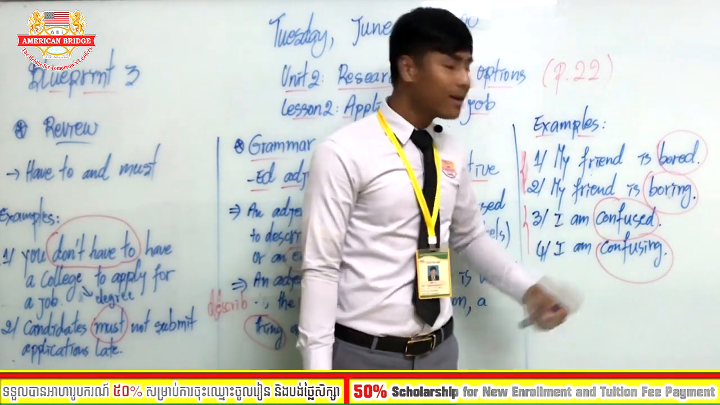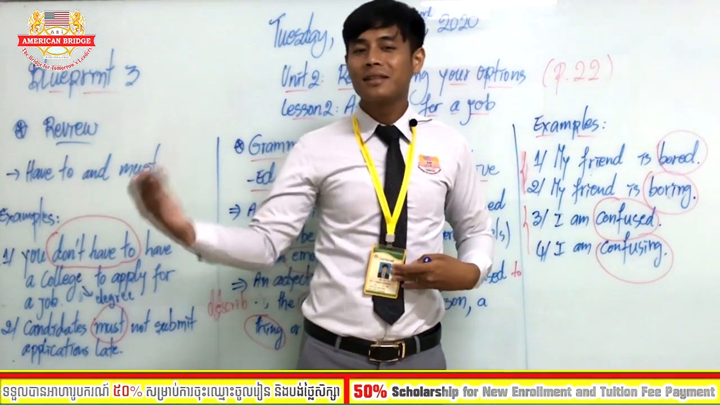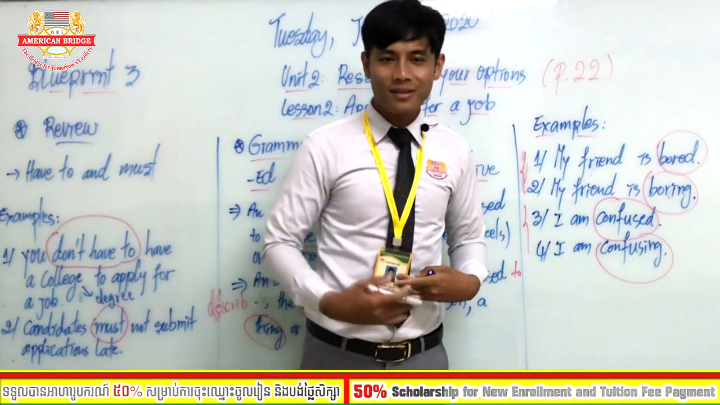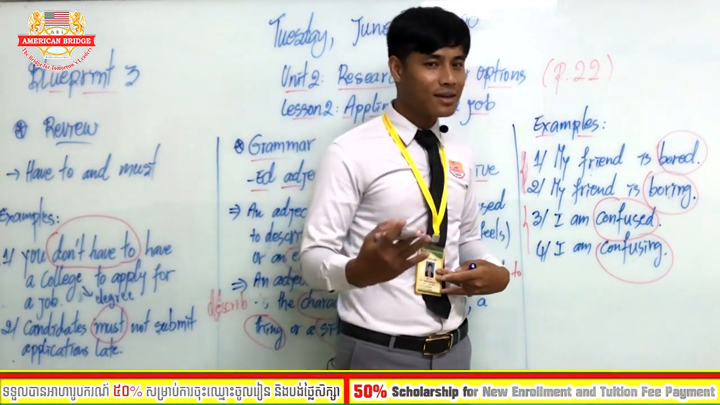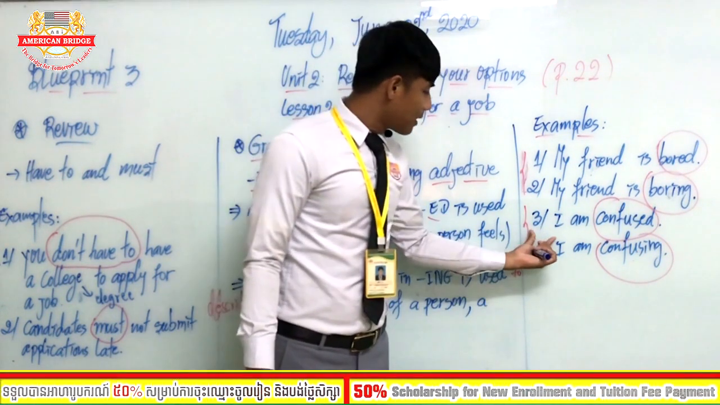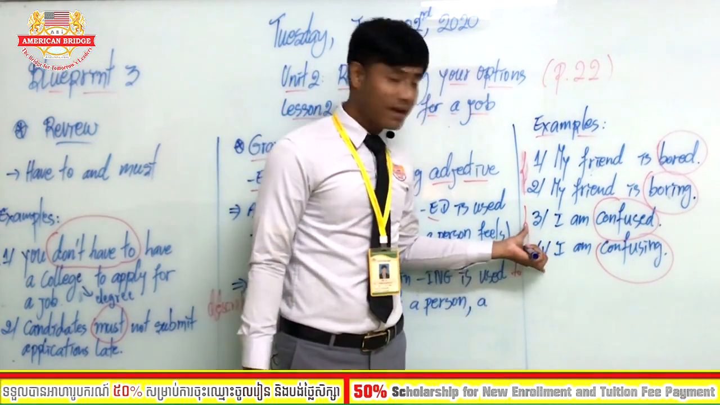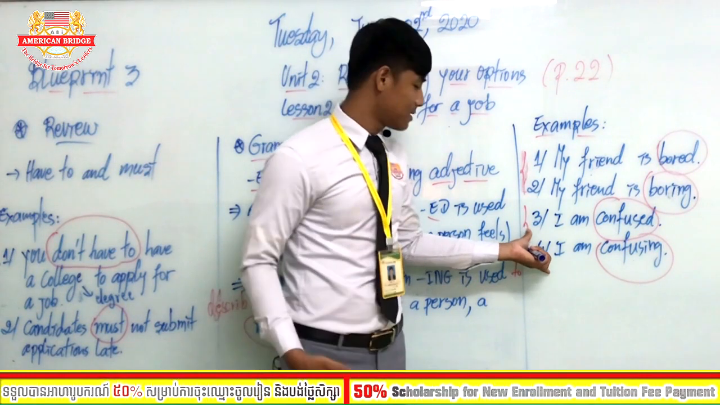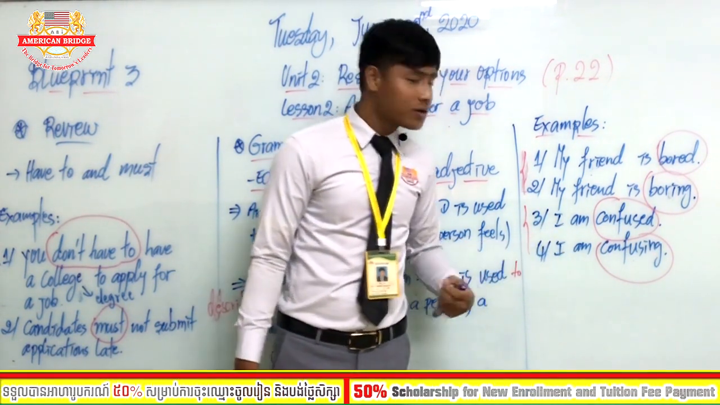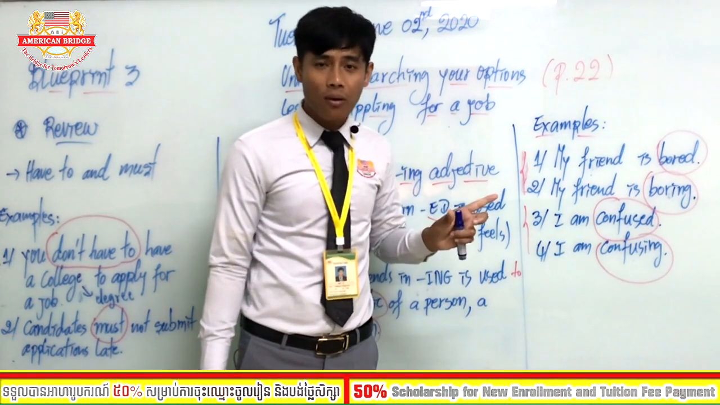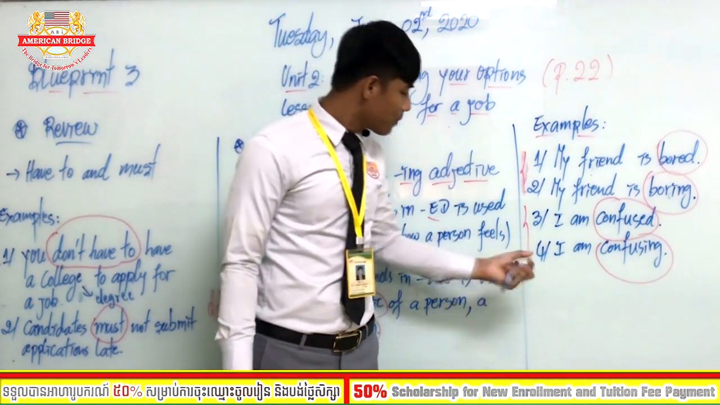But if we talk about boring, he is a type of person, right? A type of person who is always boring. You got this? Number 3 and number 4. What are the differences between these two sentences? Let's see. I am confusing. So I mean I can choose now. Okay, I can choose now.